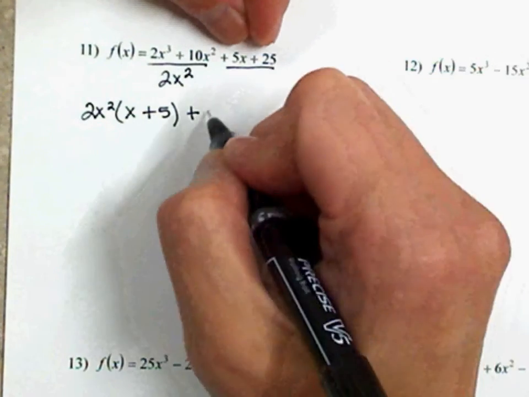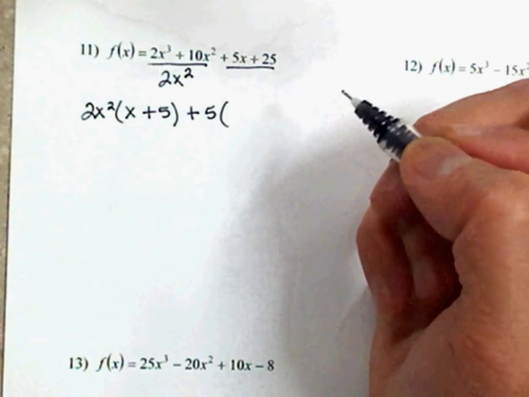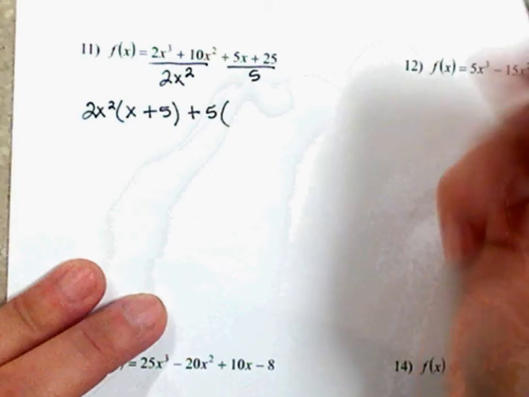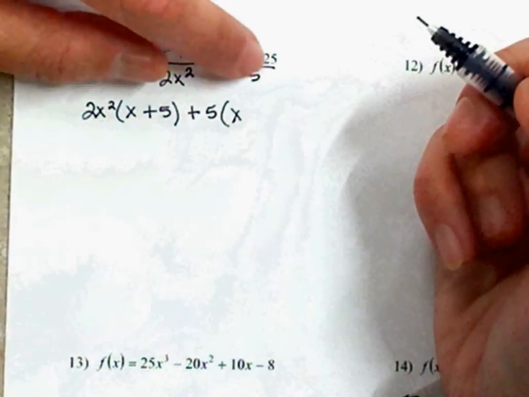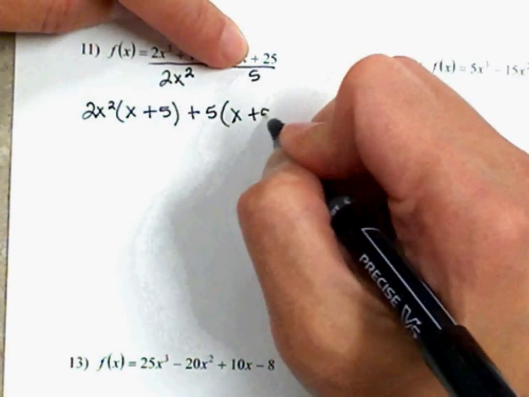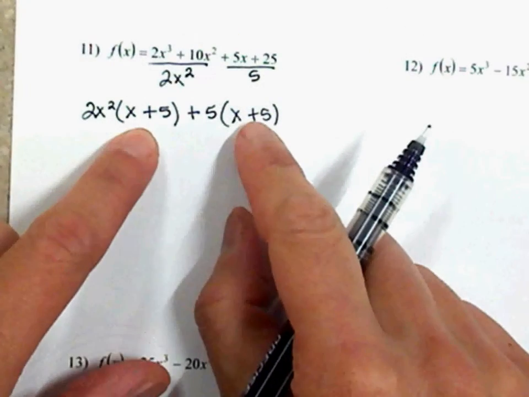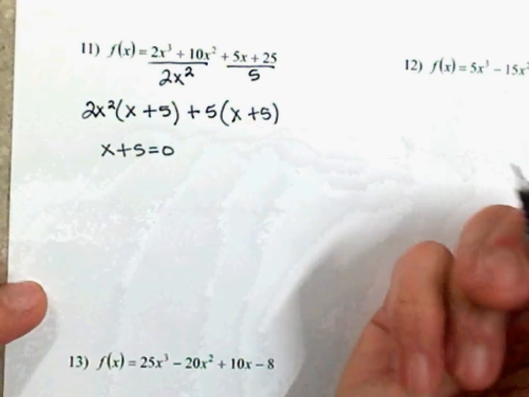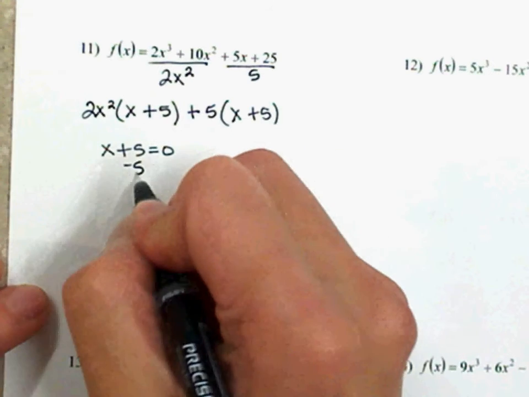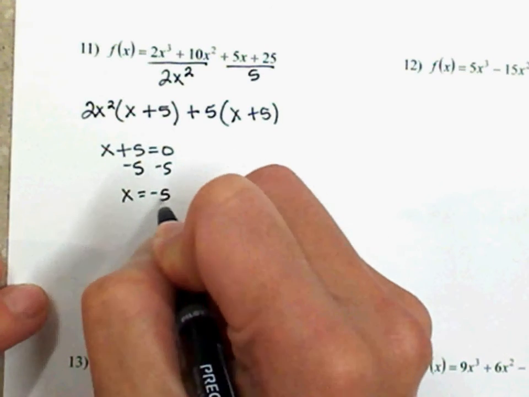What do these two have in common? A 5. Use your calculator. So you divide everything by 5. 5x divided by 5 leaves you x. 25 divided by 5 leaves you 5. They should always be the same. If not, you cannot do this process. The ones I give you will all work. Subtract 5. X is equal to negative 5.